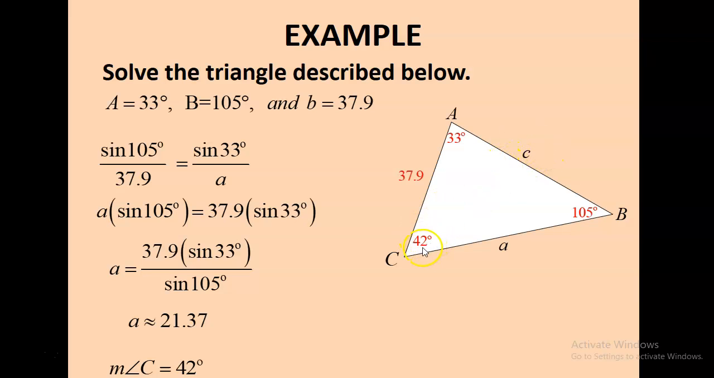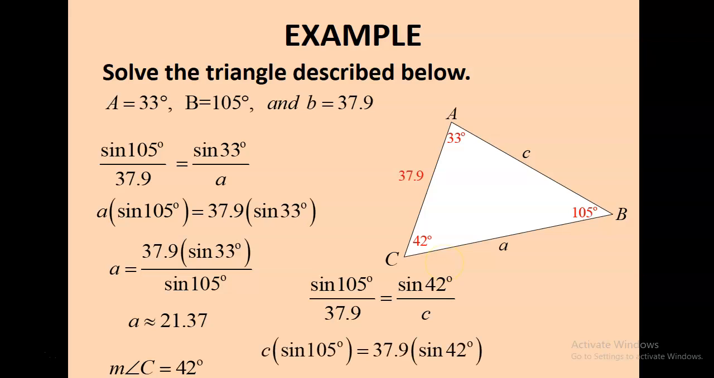So we'll take angle C and side C and work with that relationship. We'll go back and work with the one we had to start with, which was sine of 105 over 37.9. We'll say that again, and it's going to be equal to the sine of 42 over C, because sine of 42 and the side opposite, excuse me, is what we're going to work with there. So again, it's pretty much a similar setup. We'll cross multiply. We get 37.9 times the sine of 42 is equal to the value of C times sine of 105.